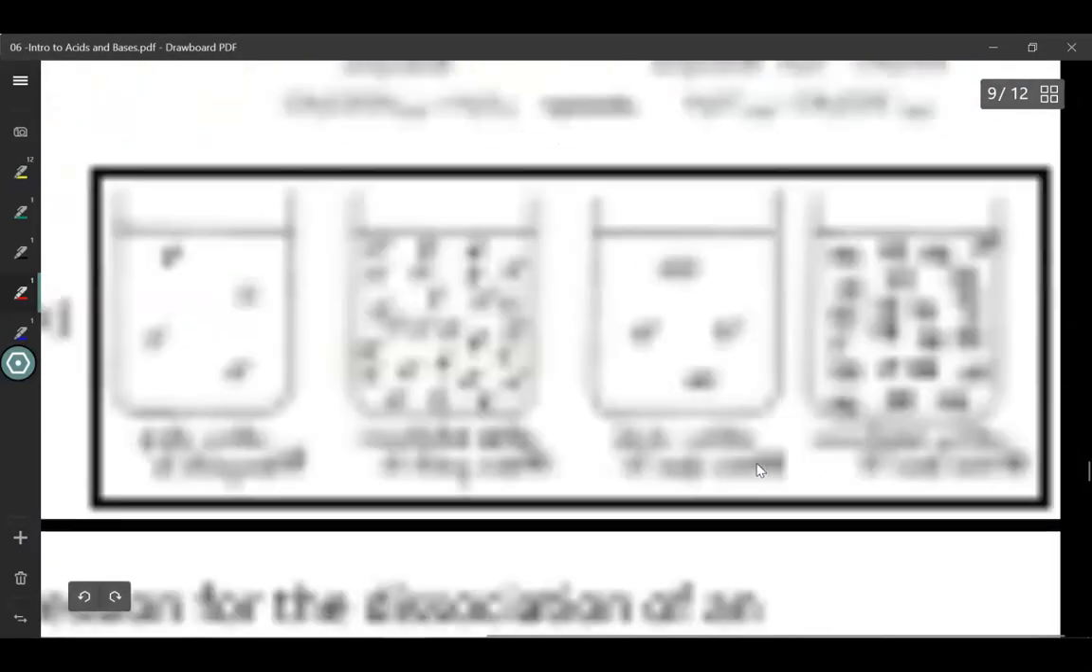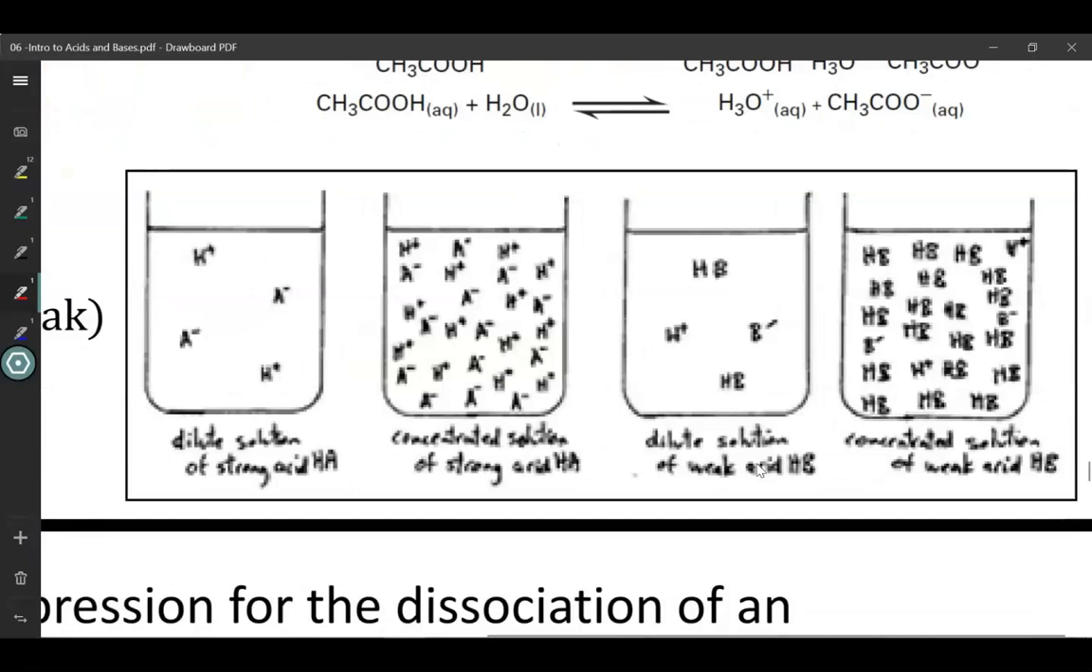Now, be aware, just because something is concentrated doesn't mean it's strong, and vice versa. Just because it's dilute doesn't mean it's weak. So in this situation, we see a very dilute solution. It's dilute because there's very few molecules floating around. It's not very crowded. However, if you look at it, every single one of these molecules has broken up completely. There are no molecules still stuck together. Therefore, we consider it to be a strong acid. So here we have a strong but dilute acid.